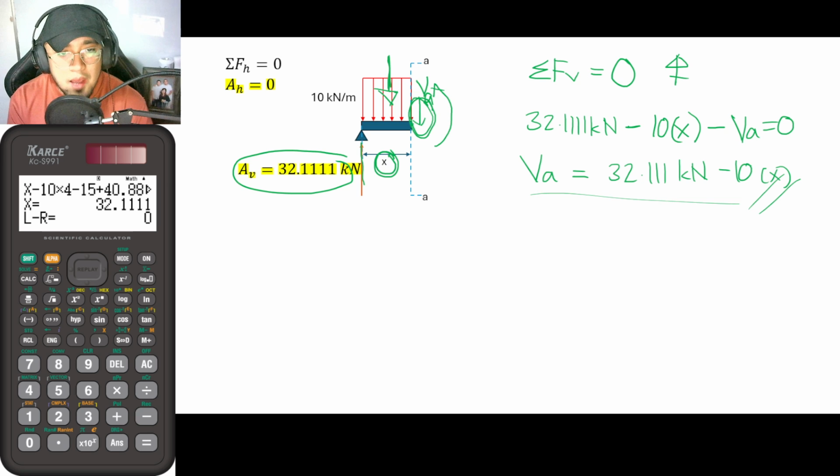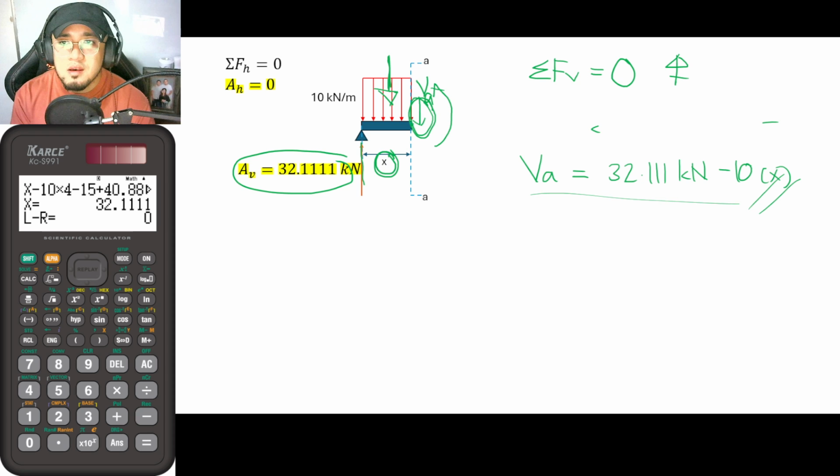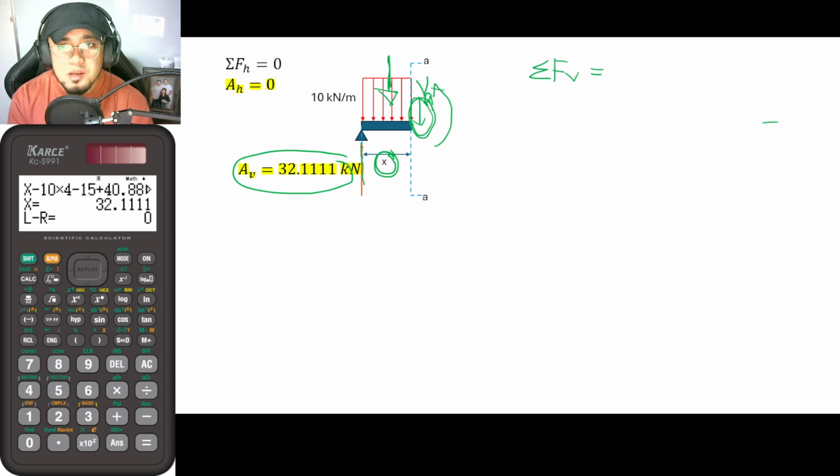So from that, what I meant earlier was that instead of you writing it this way, just do it this way. Just get the summation of forces vertical, and whatever your answer is here, that is now your VA. Just like what I have written a while ago. So suppose, guys, that x is equal to, let's say, 1 meter. So for example, this here is 1 meter.